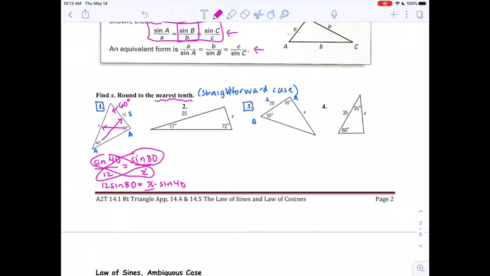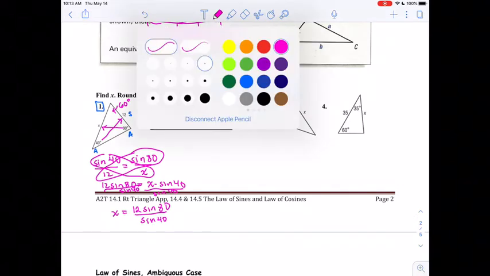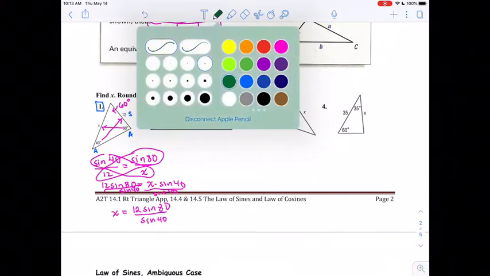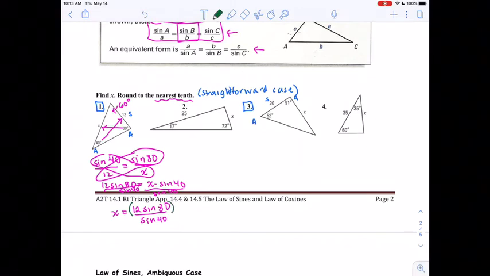So for this one, after I divide by sine of 40 on both sides, I get x is equal to 12 sine of 80 divided by sine of 40. When you enter it into your calculator, it's really, really important that you put parentheses around the 12 sine of 80 and then hit the division symbol. Then at that point, enter in sine of 40.